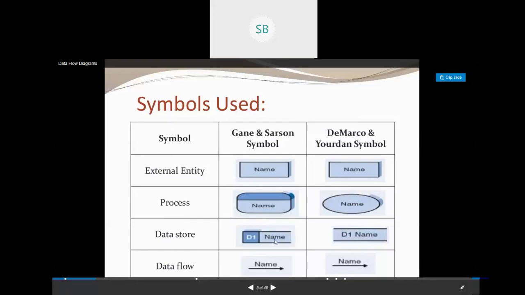Then the data store, we represent it using this symbol. Basically, it will be a rectangle, but this side will not be there, and the partition is there. In the Jordan symbol we have only these two lines. And the data flow is the same thing, we have an arrow. Okay.